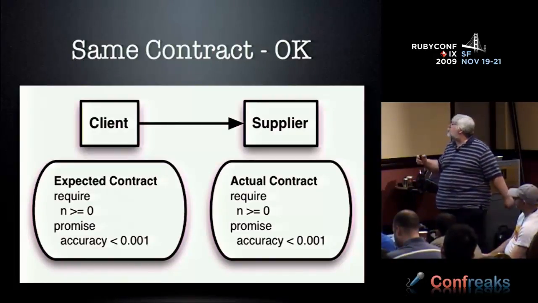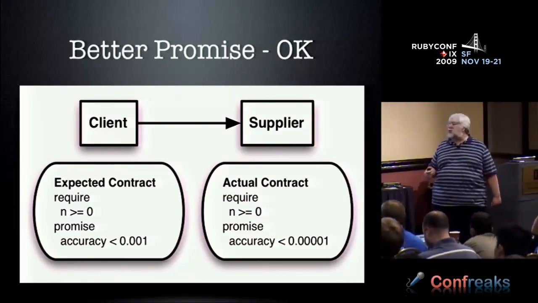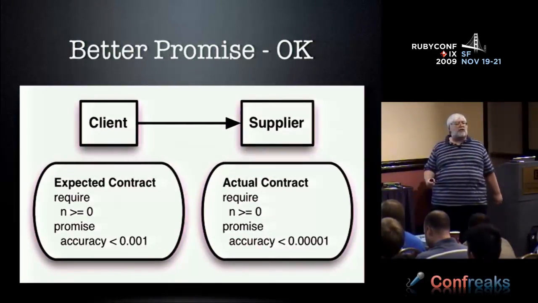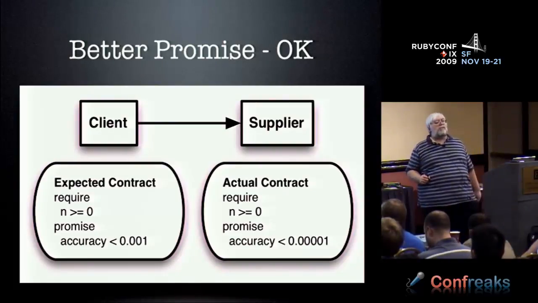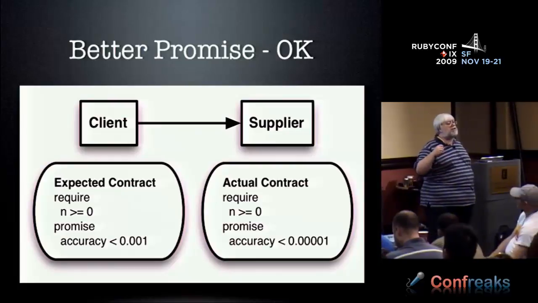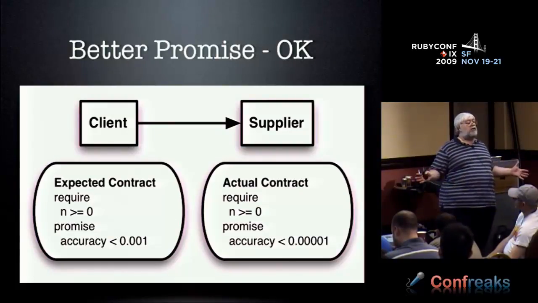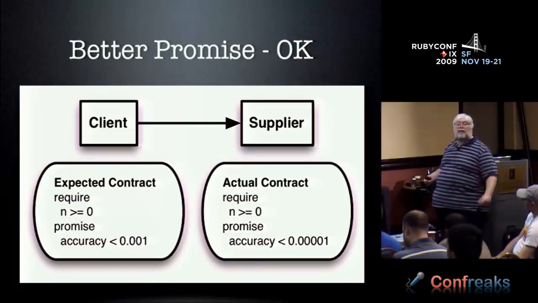Boy, that's a bold statement. How about if we made a better promise? What if instead of saying 3 decimal places, the actual contract says 5 decimal places? If I substituted accurate math in for normal math, and the client used it, would this software still work? Most likely, yes, because the promise is better. It's like you make a contract with someone to mow your yard, and the requirement is they mow it once a week, and they do it twice a week. Hey, that's all the better, right? It's a better promise. It's a better delivery than what you expected.